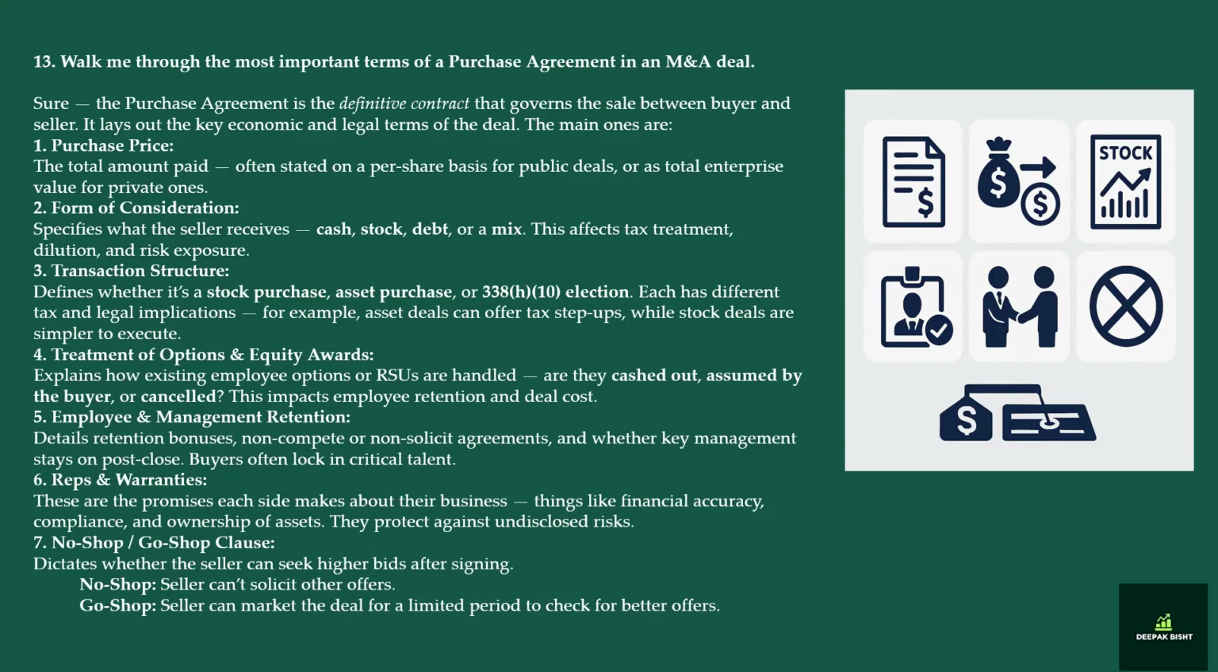It actually sets forth the terms, rights, and obligations of both the buyer and the seller once the transaction closes. And while these agreements can be lengthy and complex, several key terms consistently form the backbone of any merger deal. Those terms are, first, the purchase price. The second is the form of consideration, the transaction structure, treatment of options and equity awards, employee and management retention, reps and warranties, no-shop, go-shop clause.